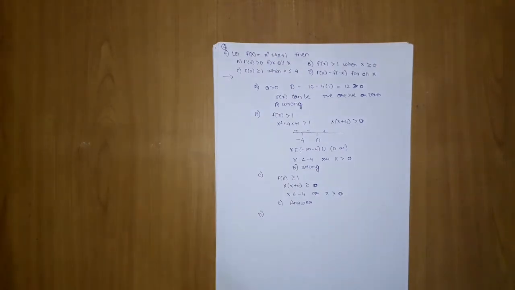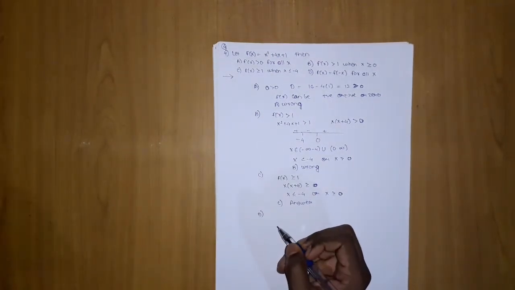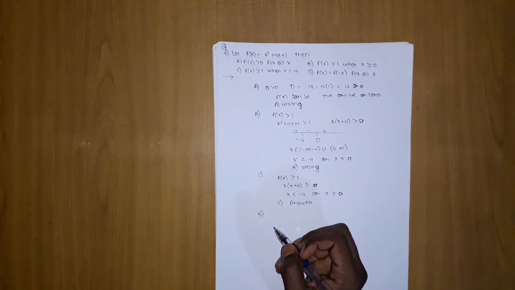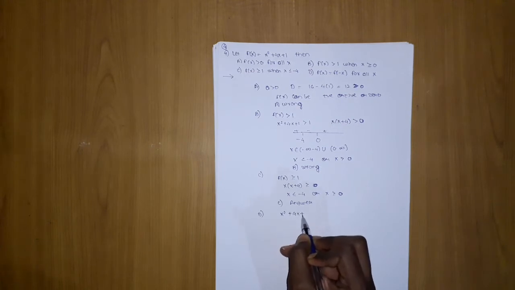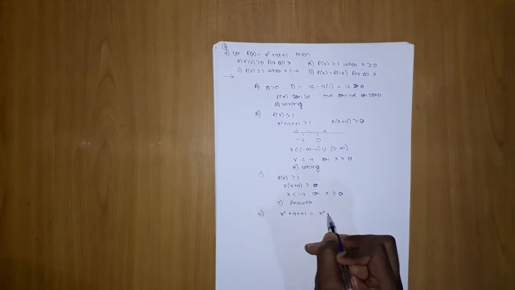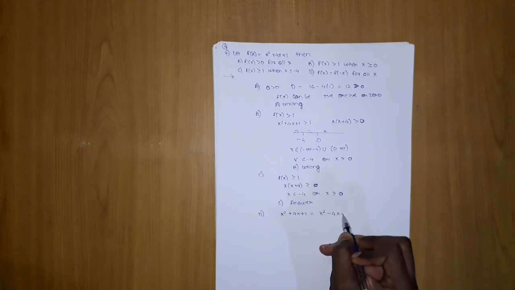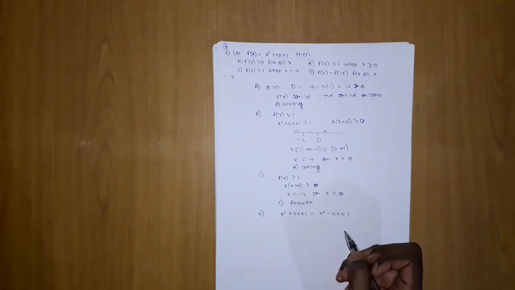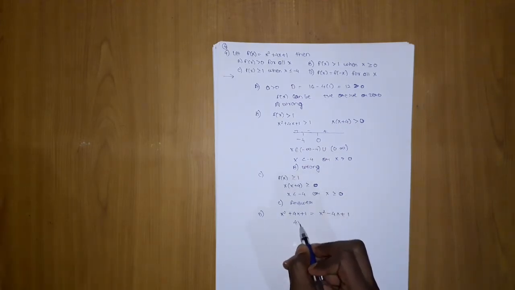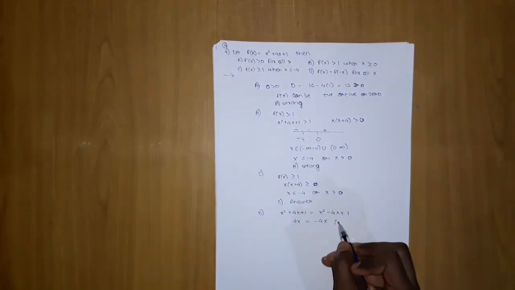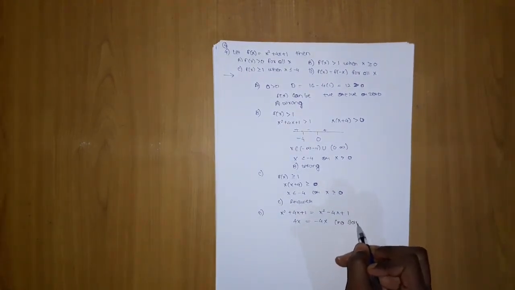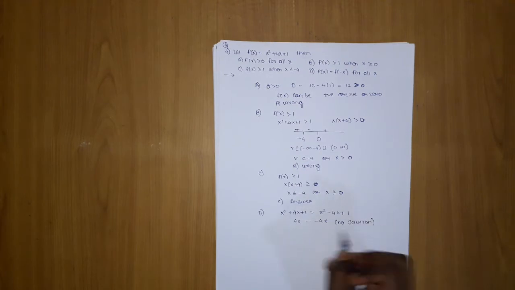Now let's check D. For our curiosity, we must check, and it is telling f of x is equal to f of minus x. F of minus x means just replace x by minus x. So x square plus 4x plus 1 should be equal to x square minus 4x plus 1, which indirectly means 4x should be equal to minus 4x. Can this be possible? No, this cannot be possible, so no solution, means this is also wrong.